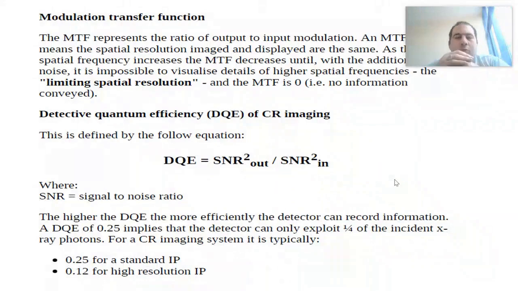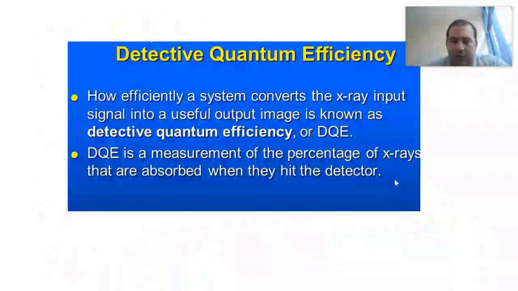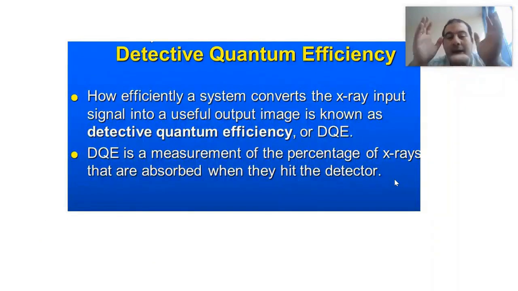There is something called detective quantum efficiency, DQE, that shows how well a system can convert an X-ray input signal to a useful output image. Detection is low. How do you feel? You feel the same. It turns the X-ray input signal into a useful output image.